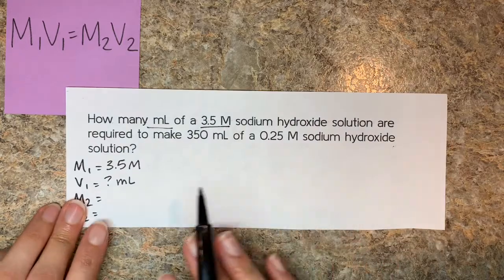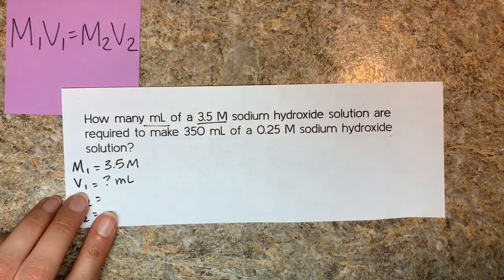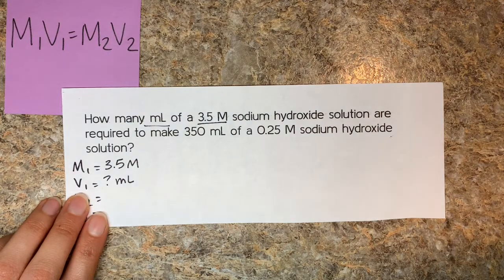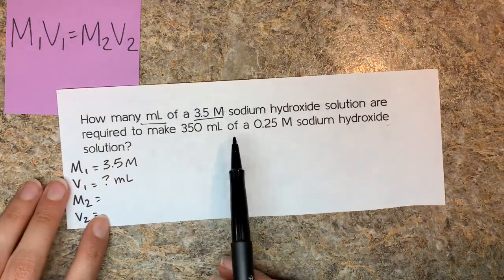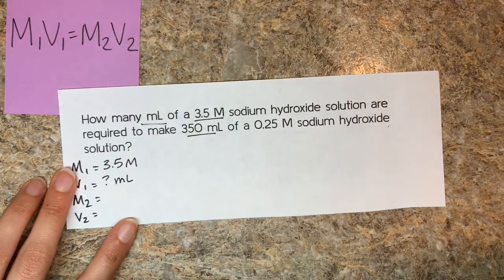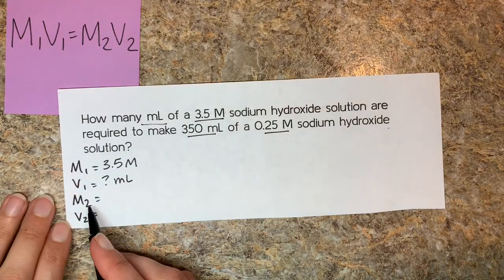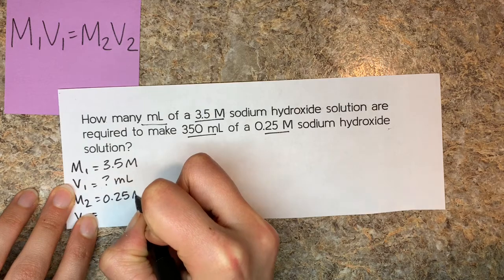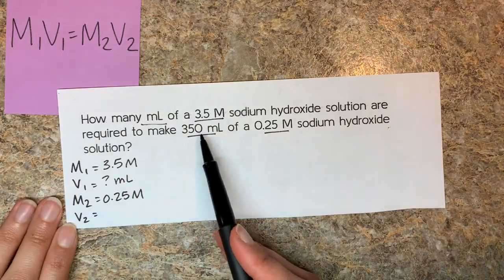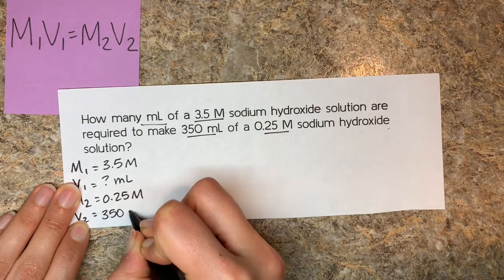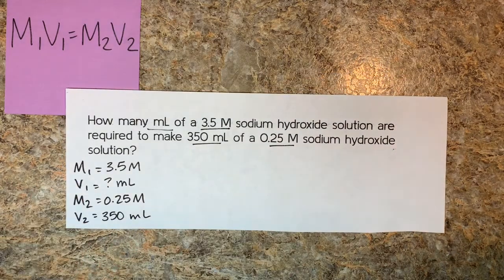Okay, whatever I'm using to make something else, to make that second solution, is my M1 and V1. So these must be my M2 and V2. We want to make 350 milliliters of a 0.25 molar solution. So my M2 is 0.25 molar. My V2 is 350 milliliters. Now I need to check and make sure that my volume units are going to be the same, right? So if I have V2 as milliliters, my V1 will come out as milliliters.